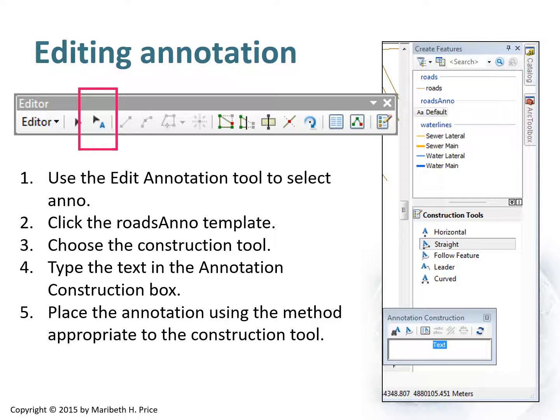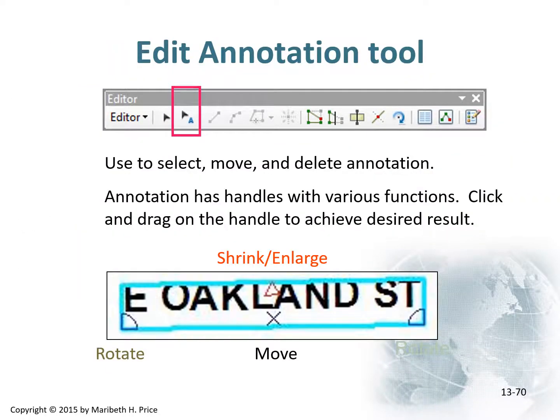So what do the construction tools do? They make things line up horizontal or vertical or straight, or follow the feature, or come off of it with a leader, or curve along things. You can also use it to move and delete things. So you've got 50 cities and you only wanted 6 of them. What do you do? You take all the labels, you make them into dynamic labels, you convert it to annotation. You select all the ones you don't want, you delete. They're gone.